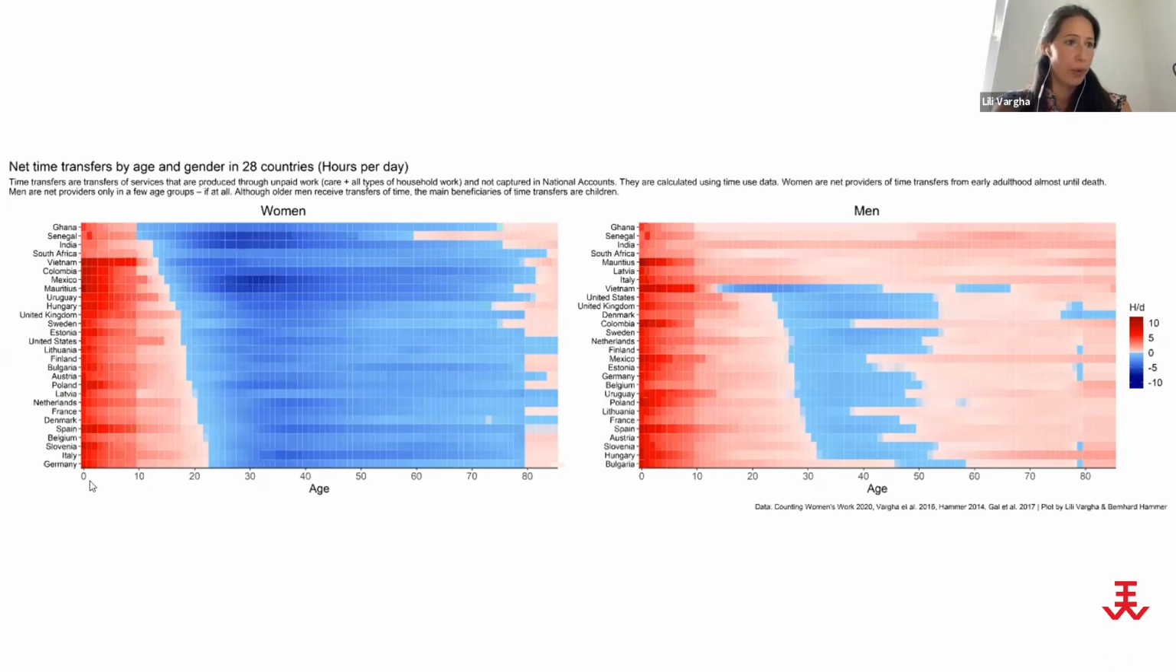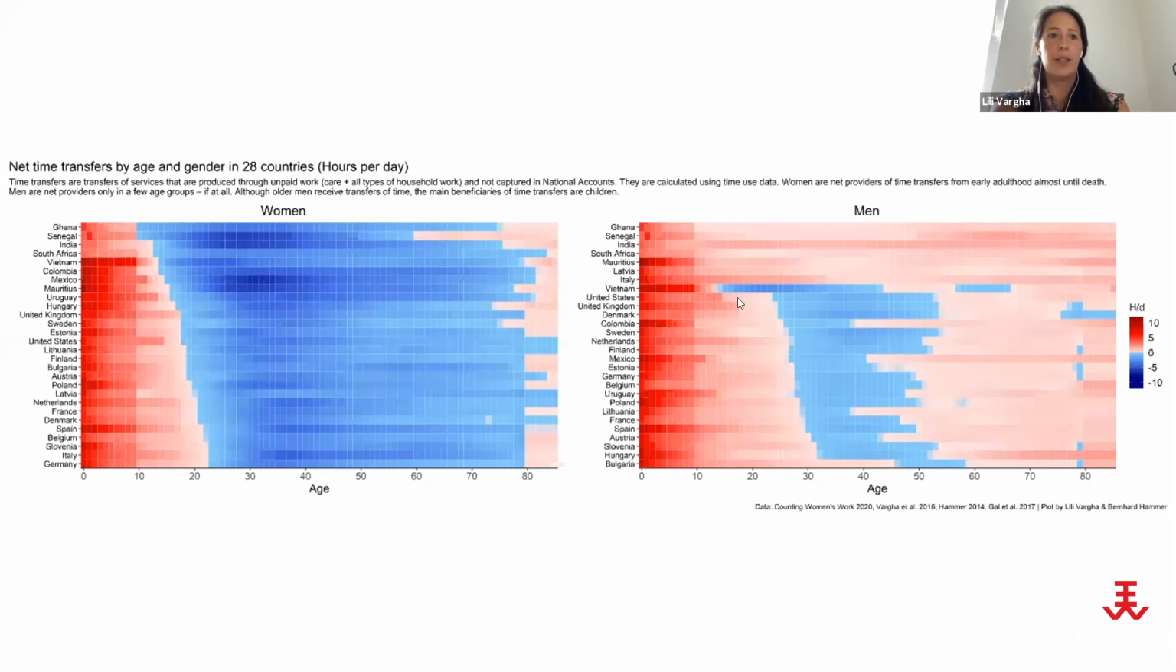And then also in Germany and Italy, at age 22, they start to give time, and then women are net givers till the end of their life. And this is almost true for every country, while men are net givers only much later, if at all. So we can see the countries where there are no ages for men who are net givers at all: Ghana, Senegal, India, South Africa, Mauritius, Latvia, and Italy.